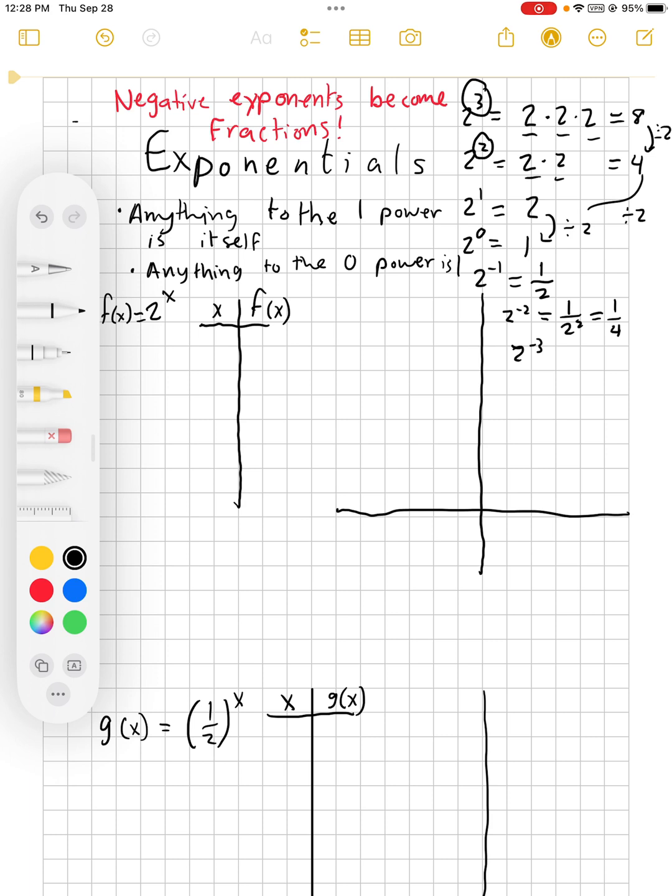2 to the negative 3 would become 1 over 2 to the third, which is 1 over 8 as well. The pattern continues. Divide by 2. 1/2 divided by 2 is 1/4. 1/4 divided by 2 is 1/8.